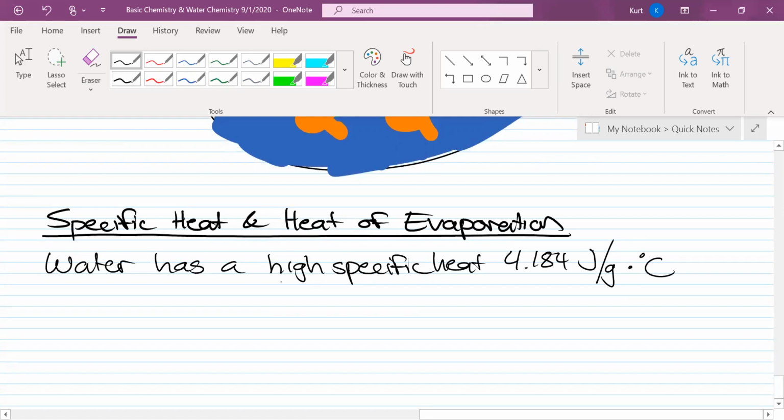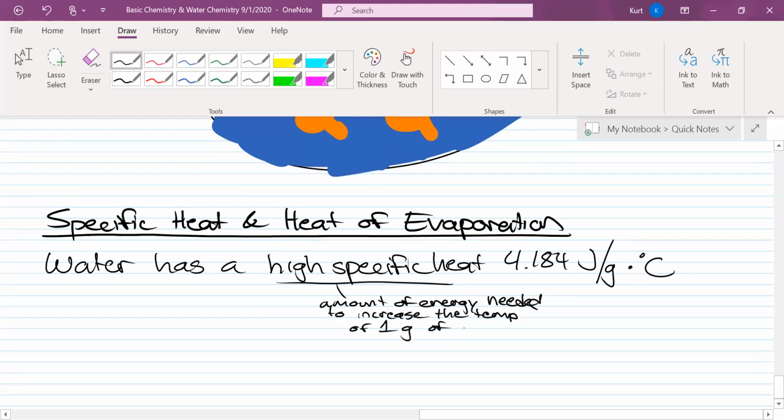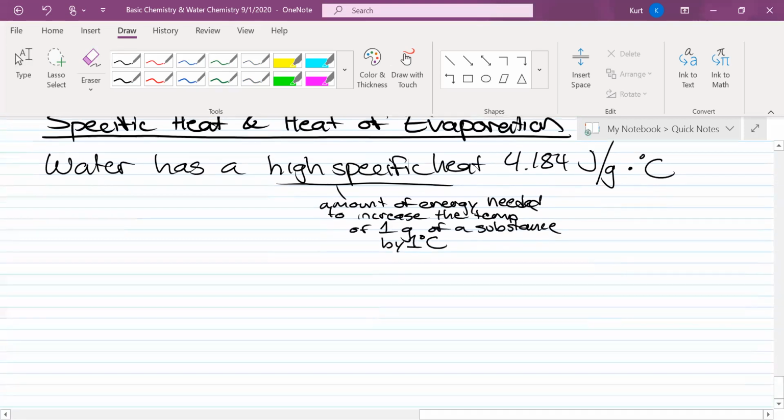What this means as far as specific heat is concerned is the amount of energy needed to increase the temp of 1 gram of a substance by 1 degree Celsius. And when it comes to water, it takes a lot of heat to actually get water to change. And I have an example for you.